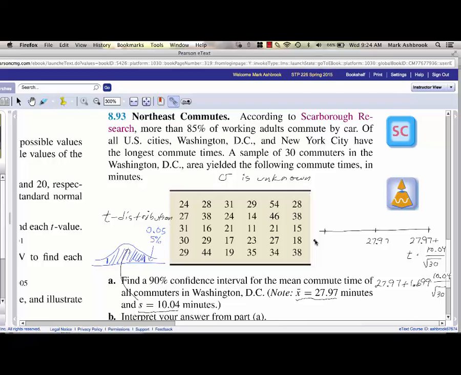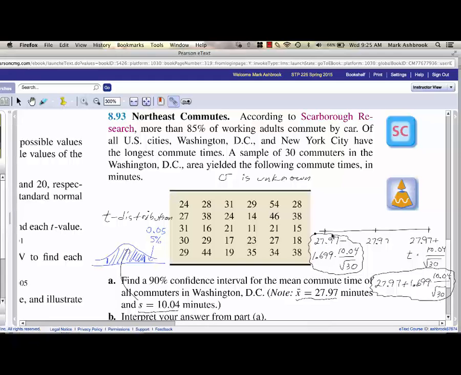So this will be 27.97 minus 1.699 times 10.04 divided by square root of 30. And so this here will be the upper bound of the confidence interval, whatever that number turns out to be, and this will be the lower bound.